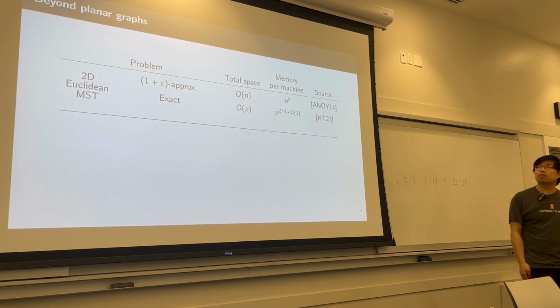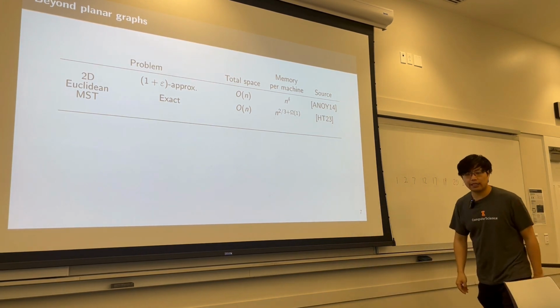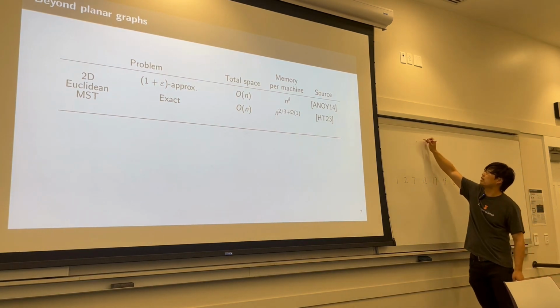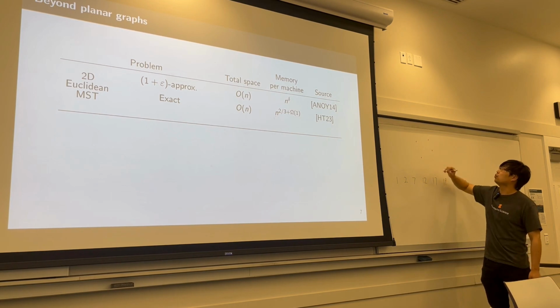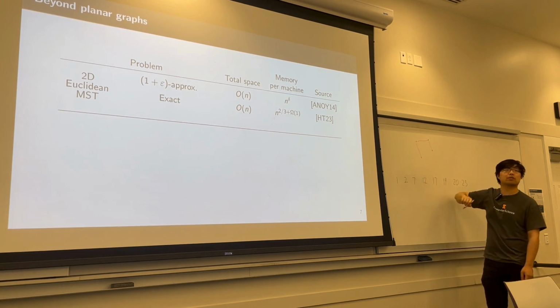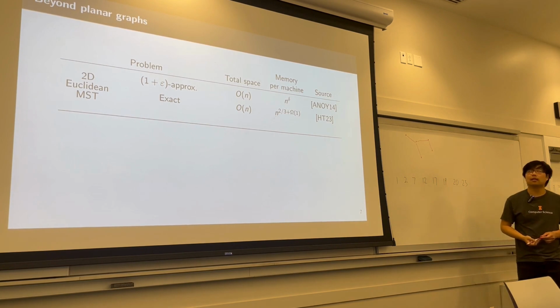We can also solve some problems outside of planar graphs, like 2D Euclidean MST. In Euclidean MST, you're given a set of points in the plane, and you just want the minimum spanning tree that connects all the points. Maybe it looks like this. If you have another point, maybe the MST looks like this.